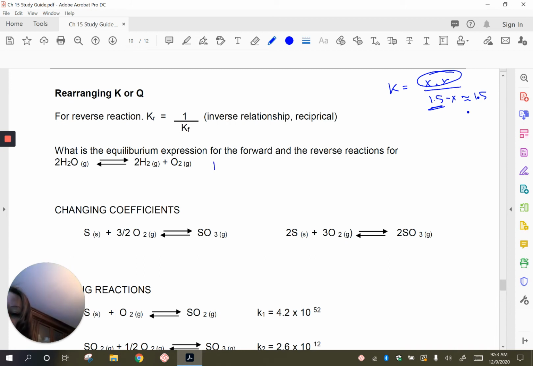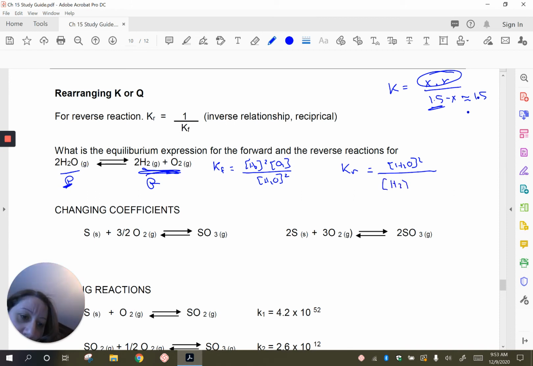So K forward, if you were to write the K expression for the forward reaction, would be products over reactants. So concentration of H2 squared times concentration of O2 over the concentration of H2O squared. Now let's look at the reverse. So these are now my reactants and these are my products, right? So products, which would be this, H2O concentration squared, over the reactants, which are now concentration of H2 squared times the concentration of O2.